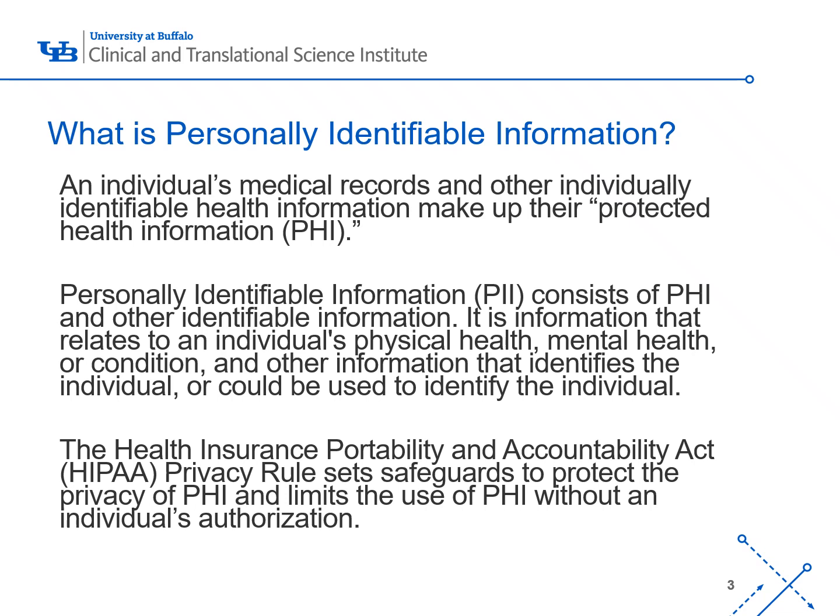Personally identifiable information relates to an individual's physical health. It could be their mental health or condition, or any other information that identifies that specific individual, or it could be used to identify that person. The Health Insurance Portability and Accountability Act, otherwise known as HIPAA, sets the safeguards to protect the privacy of protected health information and limits the use of protected health information without an individual's authorization or consent.